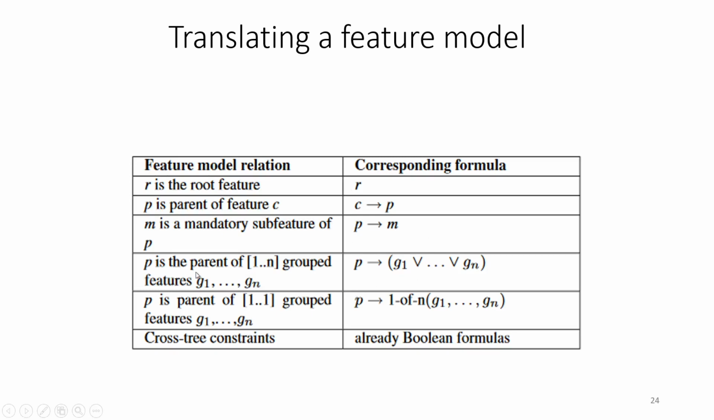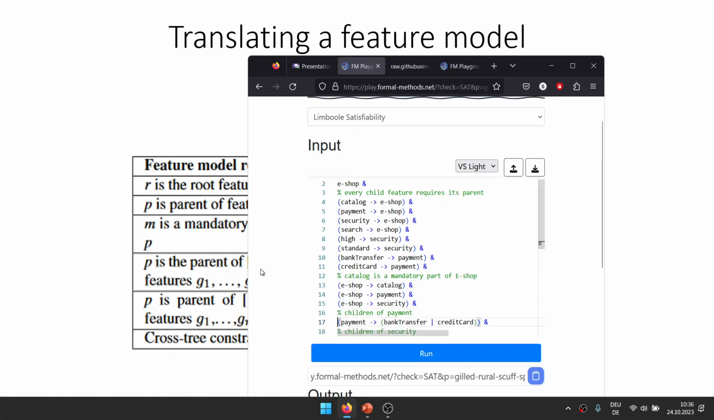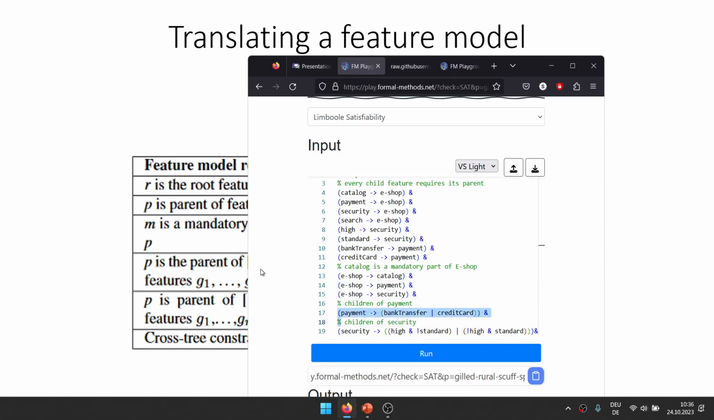Then we said if it is an or feature, right? So you can select one or up to n out of all the child features. Then we said it's basically the parent implies one of the children, or not really exactly one, but that's basically this children of payment. This was the selection where we said, either bank transfer or credit card, could also be both.